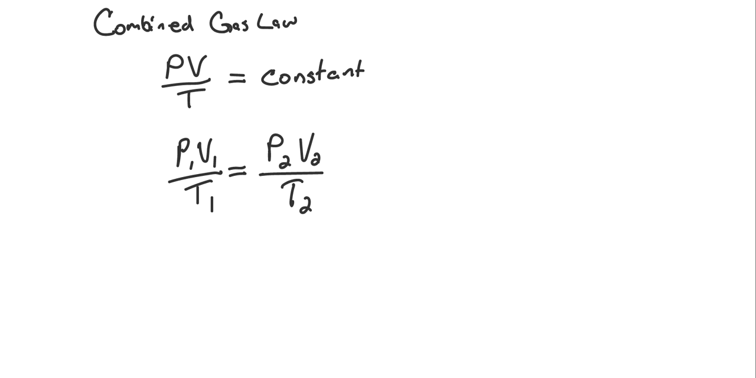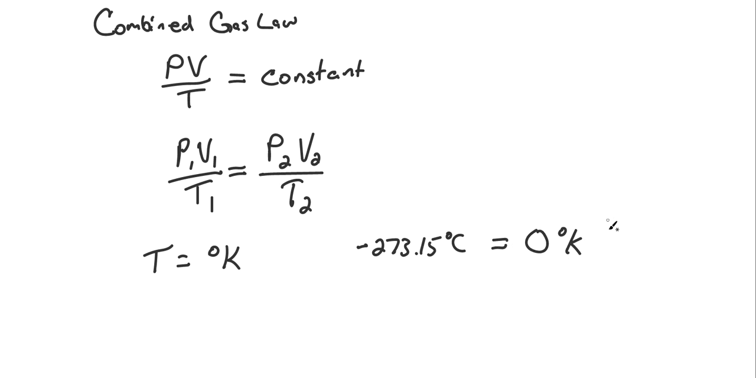So hopefully that makes some sense to you. There is one thing you have to make sure you do on this though. Temperature has to be in degrees Kelvin. Why is that? First of all, a refresher on degrees Kelvin. Kelvin goes from absolute zero, which is negative 273.15 degrees Celsius. That is 0 degrees Kelvin. And it goes up from there following the Celsius scale.